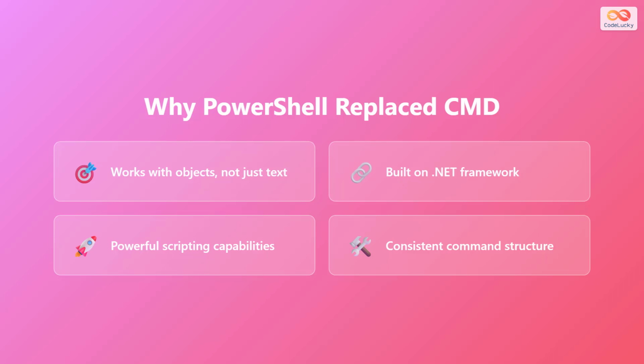PowerShell replaced command prompt for several key reasons. First, it works with objects instead of just plain text, making data manipulation much easier. Second, it's built on the .NET framework, giving you access to powerful programming capabilities. Third, it provides powerful scripting capabilities that let you automate complex tasks. And finally, it uses a consistent command structure that makes it easier to learn and remember commands.